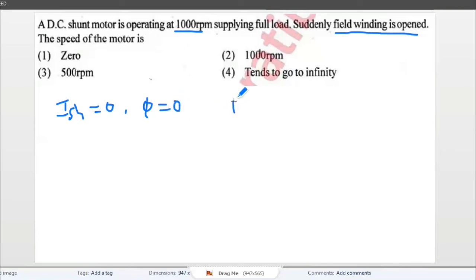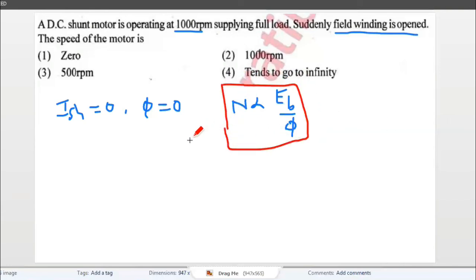So we know the relation N is proportional to EB, back EMF, divided by flux in the field winding phi. So if it is 0, then speed will tend to go to infinity. So it is back EMF EB divided by 0. So something by 0, so it will be infinite. So the speed will tend to go to infinity. So it is the answer.